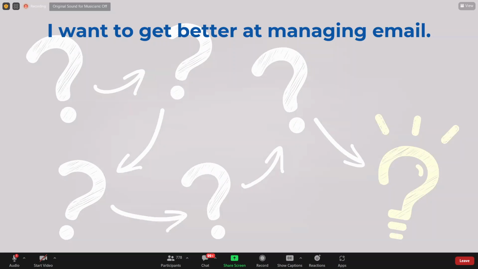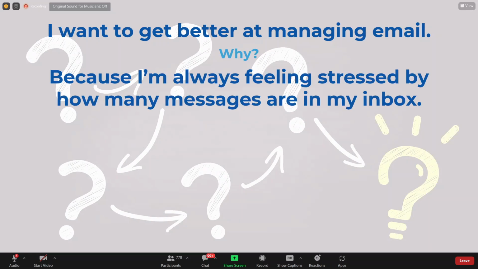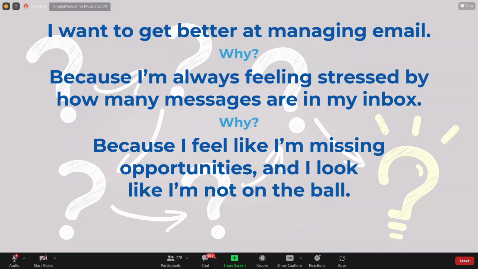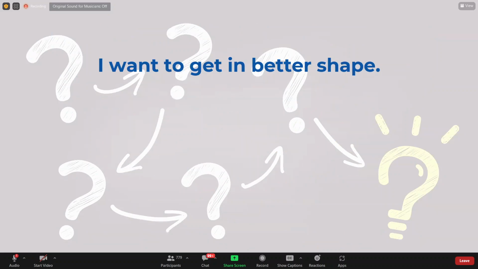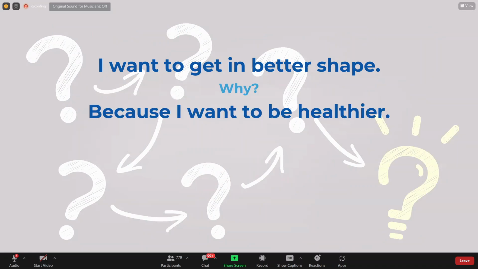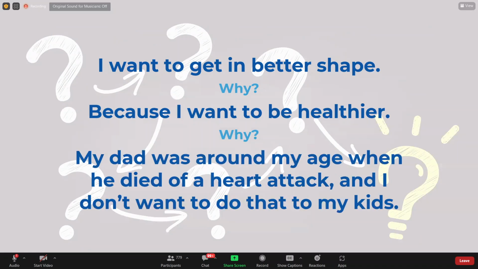You'd say, I want to get better at managing email. And that's presumably what your customer wants and what your course will provide. Why? Because I'm always feeling stressed about how many messages are in my inbox. Why? Because I feel like I'm missing opportunities and I look like I'm not on the ball. Why? Because I want people to respect me. So it's about connection to other people. Another example could be, I want to get in better shape. Why? Because I want to be healthier. Why? Because my dad was around my age when he died of a heart attack and I don't want to do that to my kids.